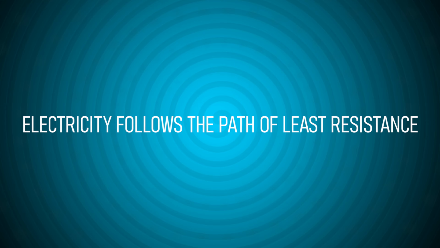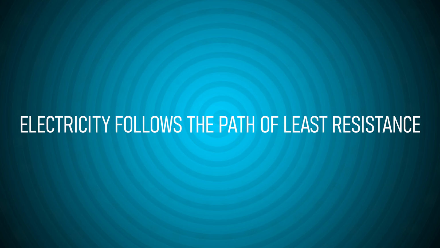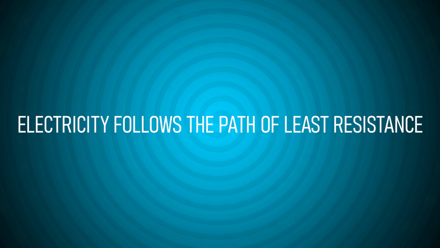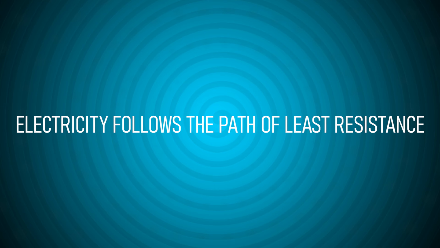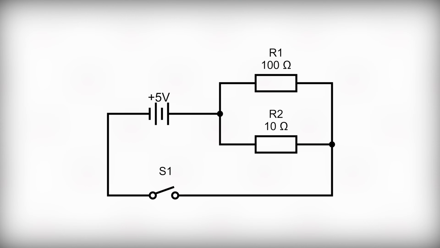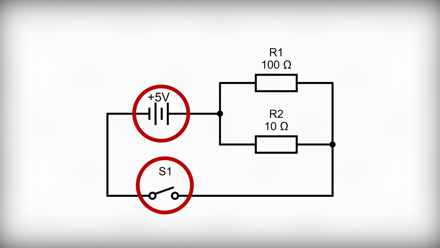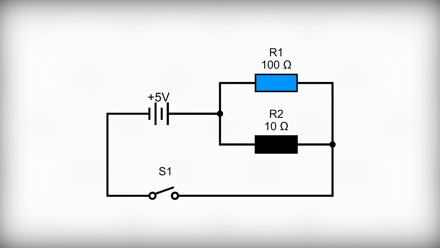Myth number 1. Electricity follows the path of least resistance. I bet you have heard this statement. Of course, there is some truth in it, but it is often taken too literally. This diagram shows a voltage source, a switch, and two resistors. Their resistance is different. R1 is 100 ohms, while R2 is 10 ohms.